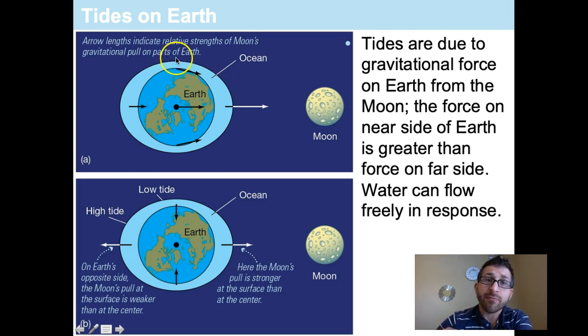On the other sides, perpendicular to the Earth-Moon direction, the water is being pulled away from these regions by the fact that the moon is over here.